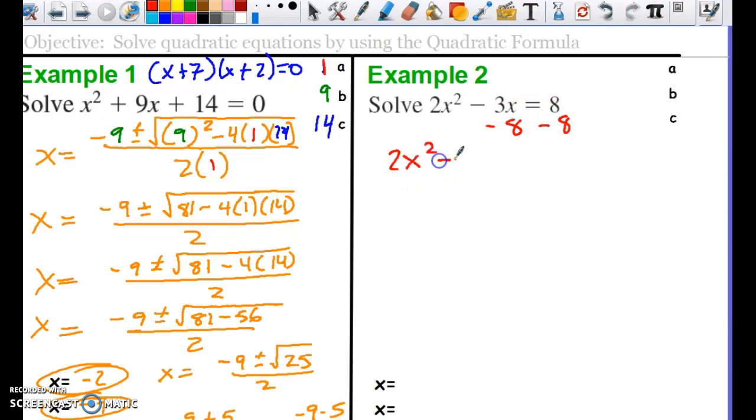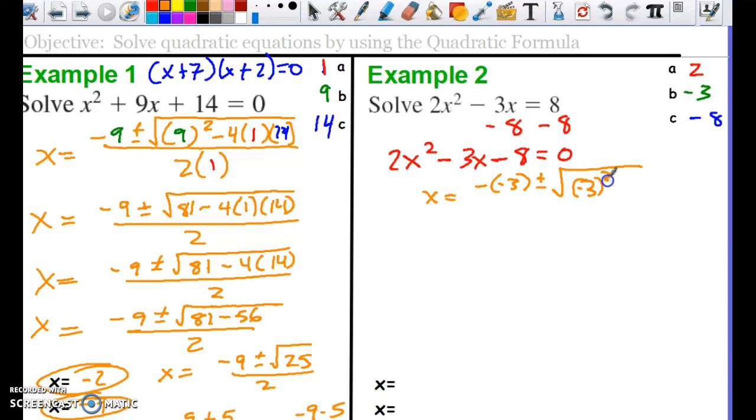I have 2x squared minus 3x minus 8 equals 0. I'm going to identify the a, b, and c. The a is going to be positive 2. The b is going to be negative 3. And after I subtract that 8 to the other side, c is negative 8. And again, I could try to factor this, but I'm just going to practice using the quadratic formula. X equals negative b plus or minus the square root of b squared minus 4ac, and a was 2, c was negative 8, all over 2a.